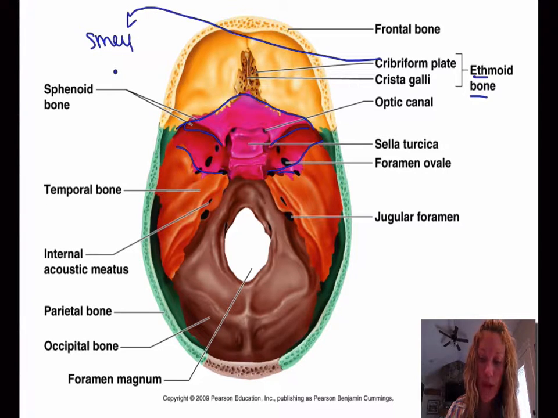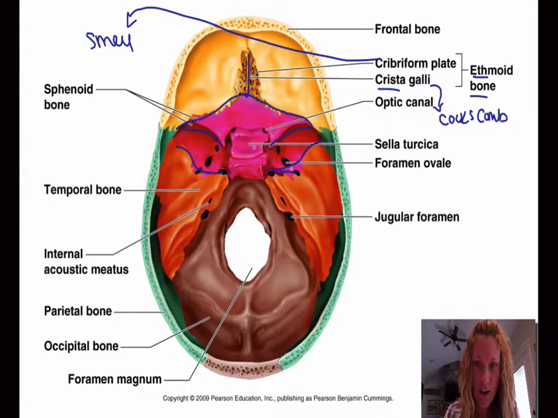Okay, and then we have the crista galli. The crista galli is that line that's right there. Sometimes people call it the cockscomb, because the brain coverings attach right there. Then we have the optic canal. The optic canal is where the optic nerve passes and goes to the eye.